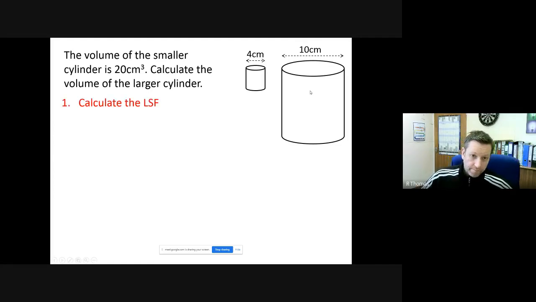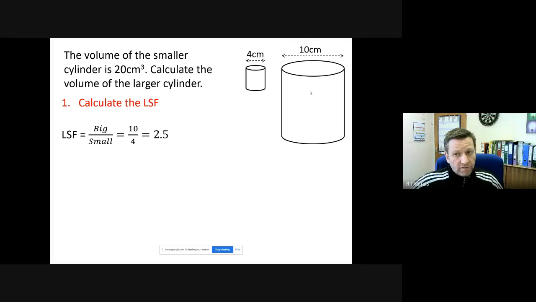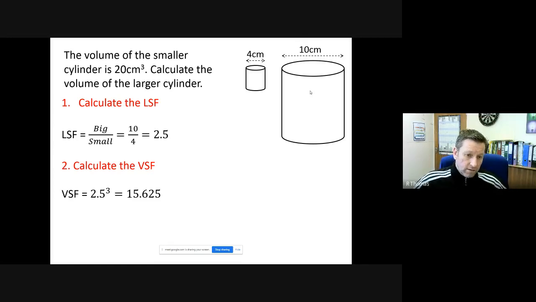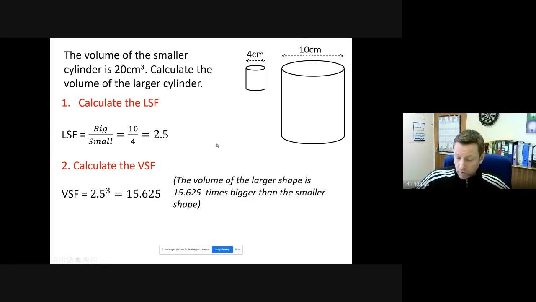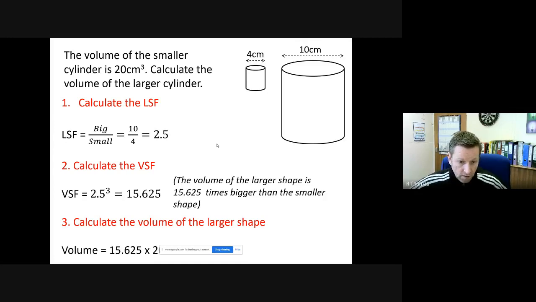Easy peasy. So linear scale factor is 2.5. 10 divided by 4 is 2.5. Cube that for it to become a volume scale factor. 2.5 cubed, 15.625. And then get the small volume there. Multiply it by the volume factor there to get the new volume, 312.5, right? So pretty much the identical process to area, except you cube the linear scale factor instead of square it, right?